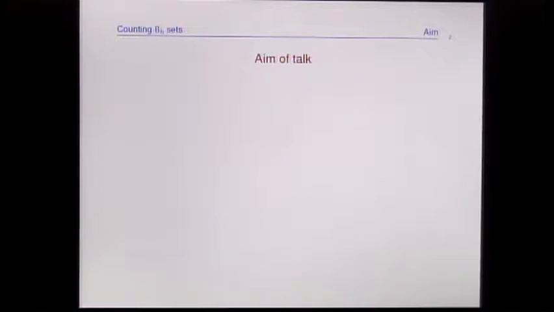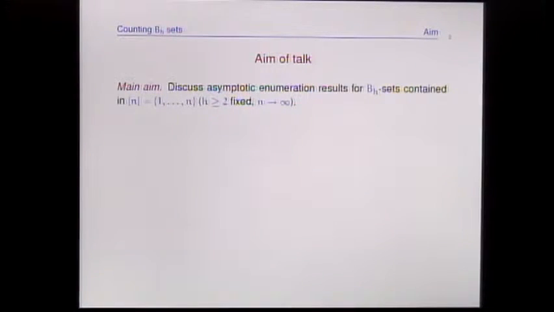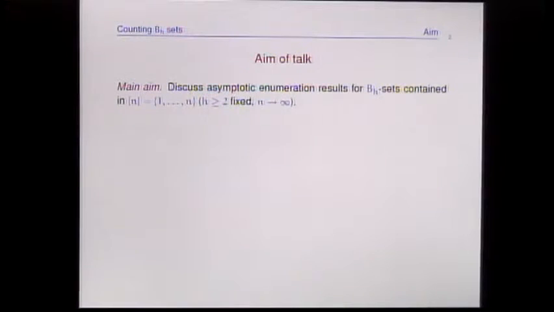Okay. So the aim of this talk is the following. I plan to talk about some counting problems. I would like to know how many BH sets there are. We'll have one parameter, this parameter n. So the sets will be taken from the first n positive integers. H is fixed, and I'm interested in asymptotic results, so n tends to infinity.